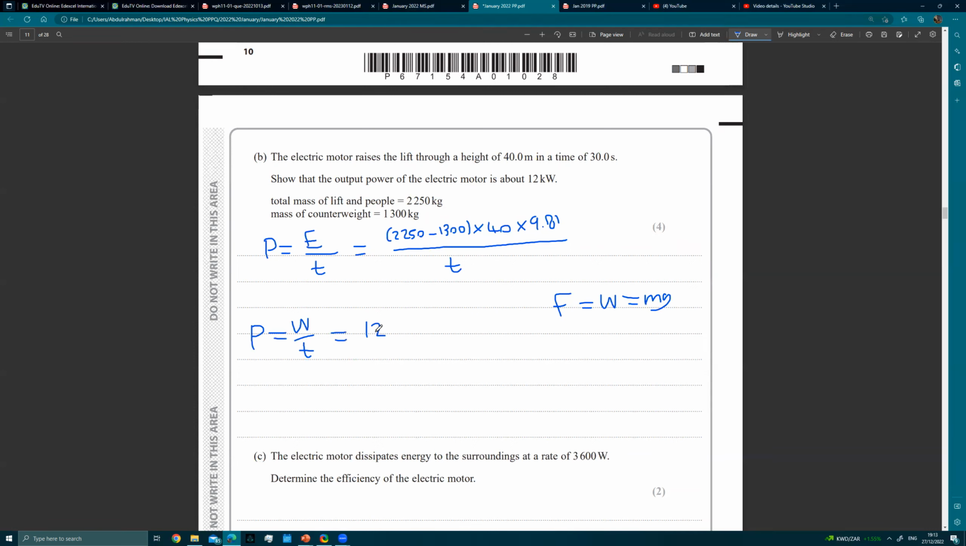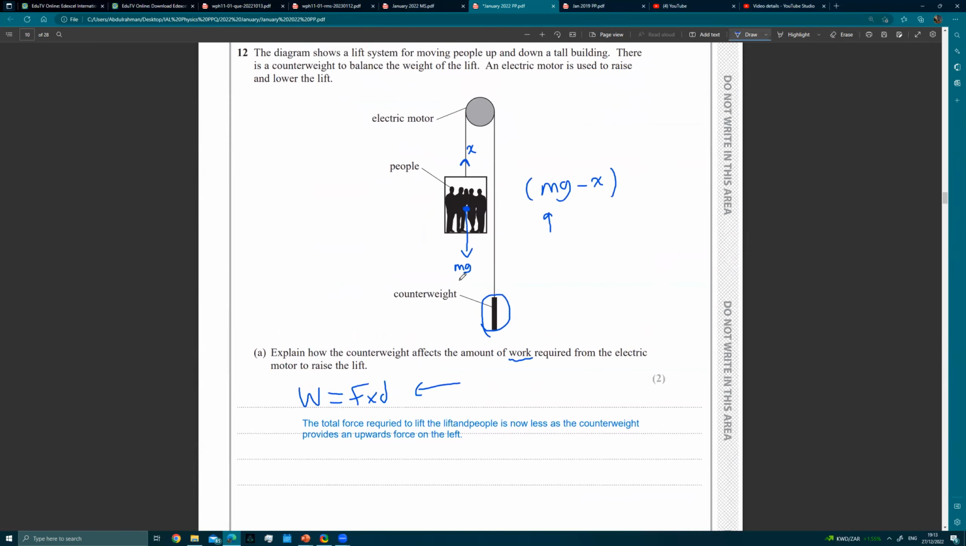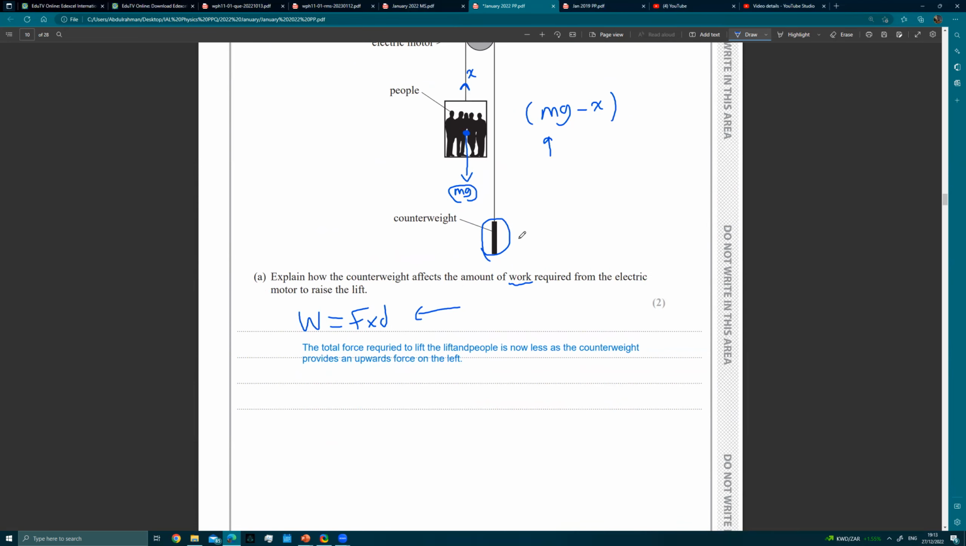So wait, let me do it. Wait, so I don't get it. Why are you subtracting the two weights? All right. It will make sense if I do it this way instead. So let's say power is work done over time. Work done is force times distance, right? This force is the total force acting on the lift. What's the total force acting on the lift? Well, you've got mg downwards and mg of this lift, the weight of this lift, upwards.